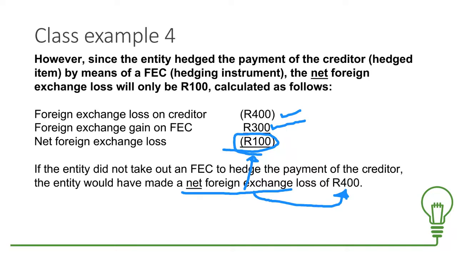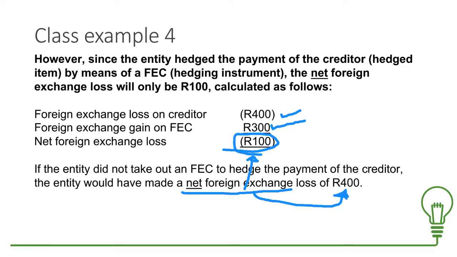So yes, you can make a loss on the FEC, and when you make a loss on the FEC, you should be making a gain on the creditor, to net off or equal out the two. So that's the idea. We haven't passed any journal entries yet. I'm going to show you what the journal entries look like just now. But that is the idea of an FEC. That's the idea of hedge accounting.